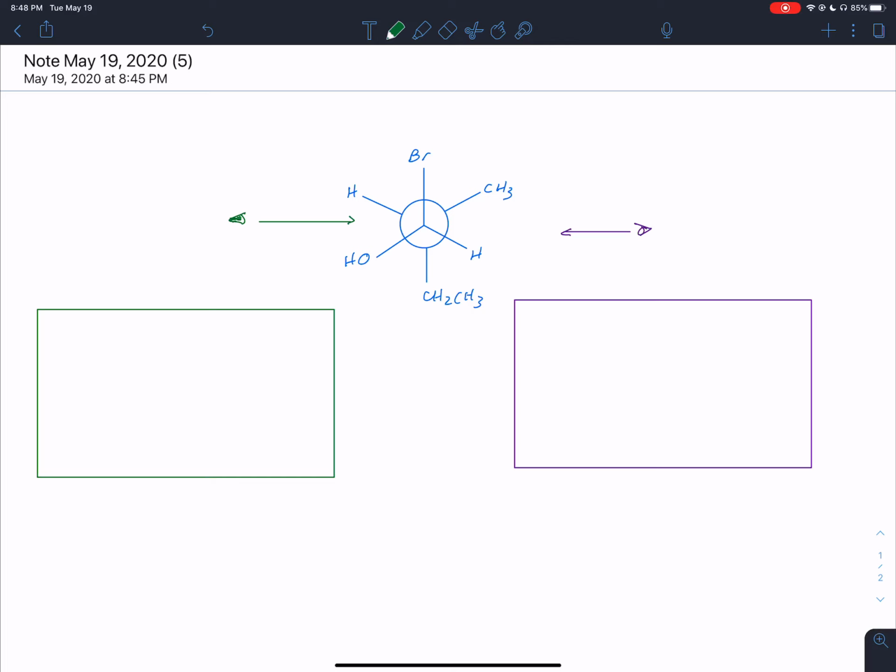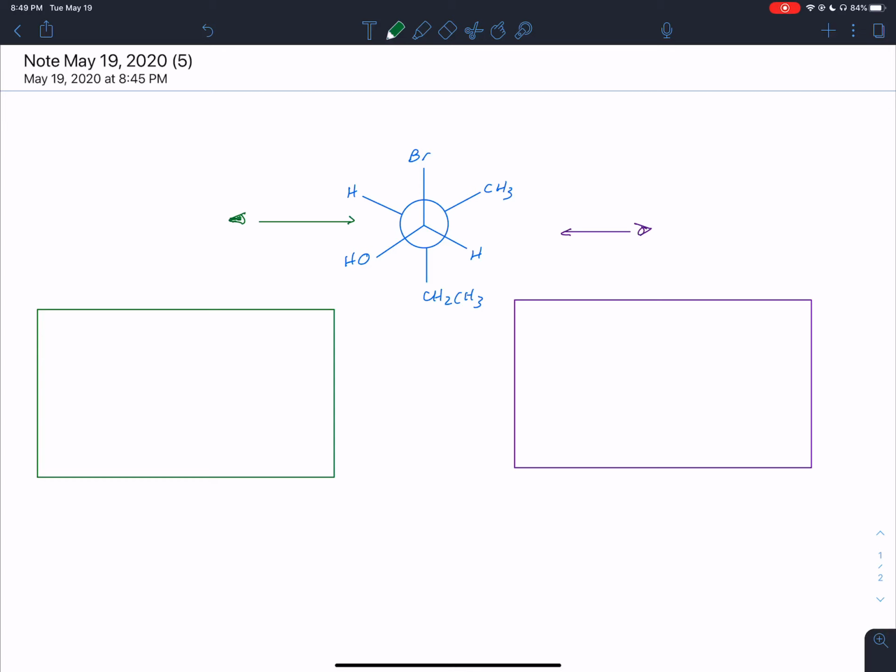Hi everyone, in this video tutorial we are going to be talking about how you could convert a Newman projection into a skeletal perspective drawing, okay? We're going to consider two viewpoints, the green viewpoint and the purple viewpoint. Let's start with the green viewpoint.